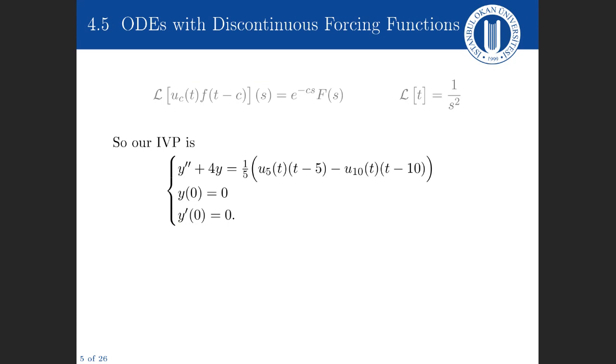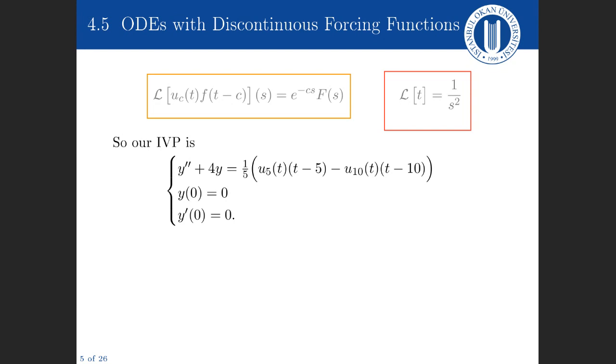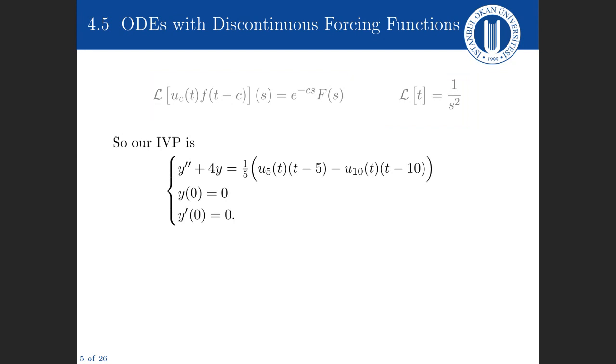Let me remind you of two formulae from previous weeks. 4 weeks ago, we saw that the Laplace transform of t is 1 over s squared. And 2 weeks ago, we saw the shift formula. The Laplace transform of u_c(t) multiplied by f(t minus c) is e to the power of minus cs, capital F of s. And this is what we have. We have a 5, u5, and t minus 5. And in the second part, we have 10 and 10. Because these numbers are the same, we can use the formula at the top.